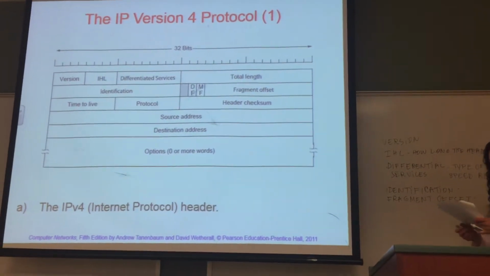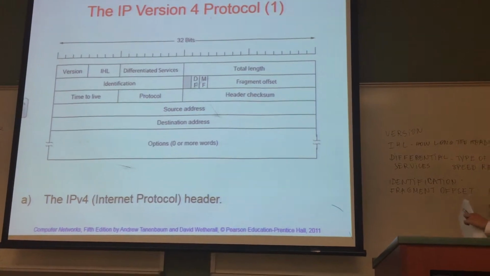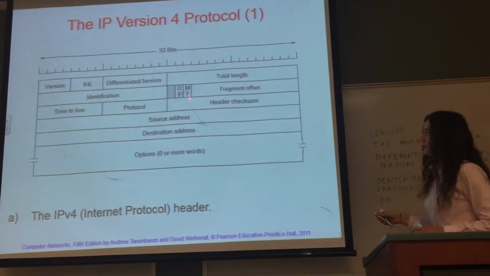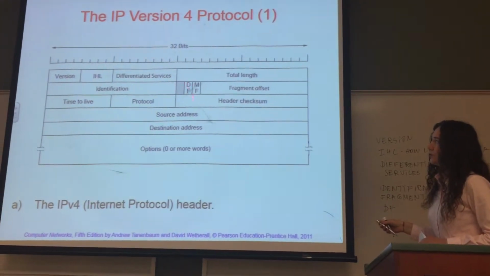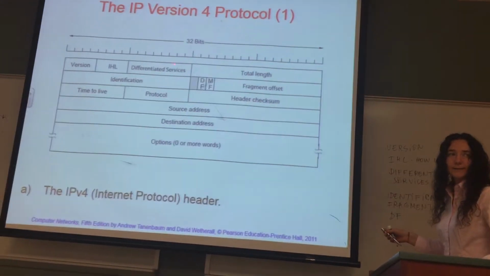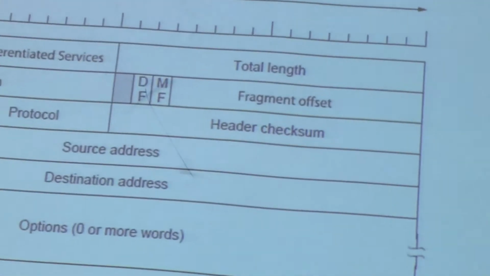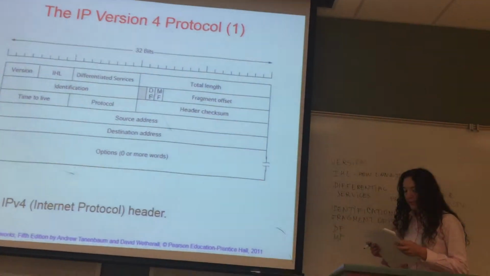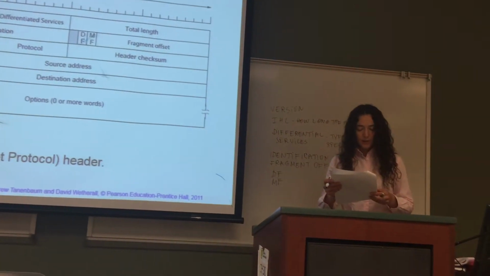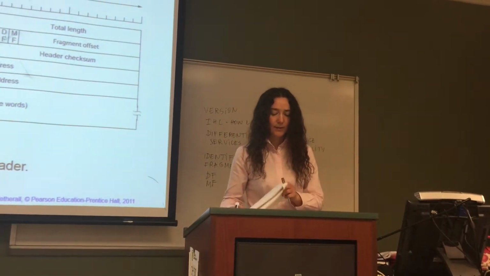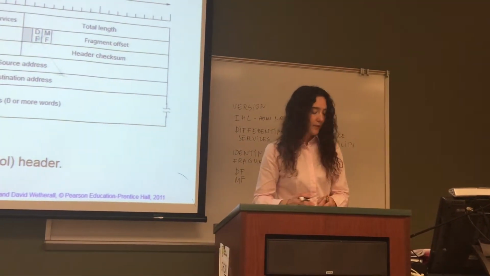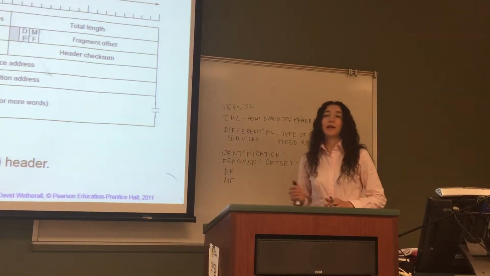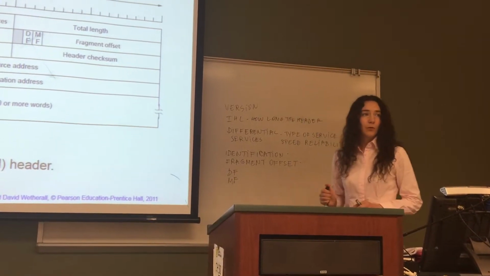We have two bits, DF bit, which stands for do not fragment. If this bit is set, we're not allowed to fragment the particular packet. And more fragments means that there are more fragments on the way. If this bit is set, it means we have more fragments coming that are part of that particular packet. If not, this means this was the last piece that we're waiting for.